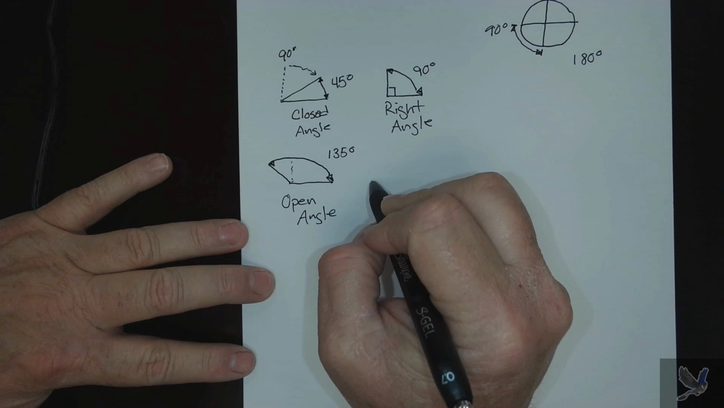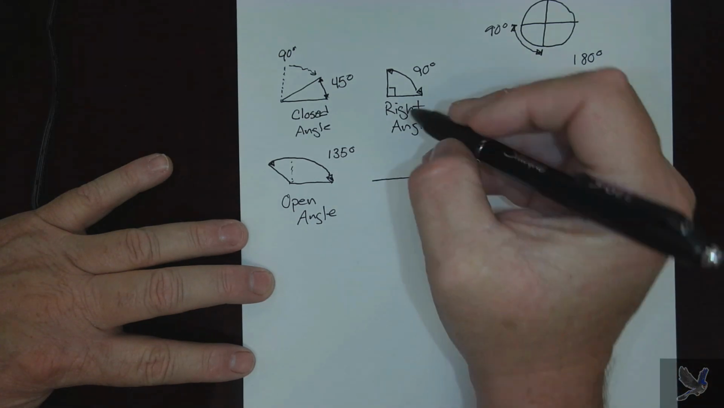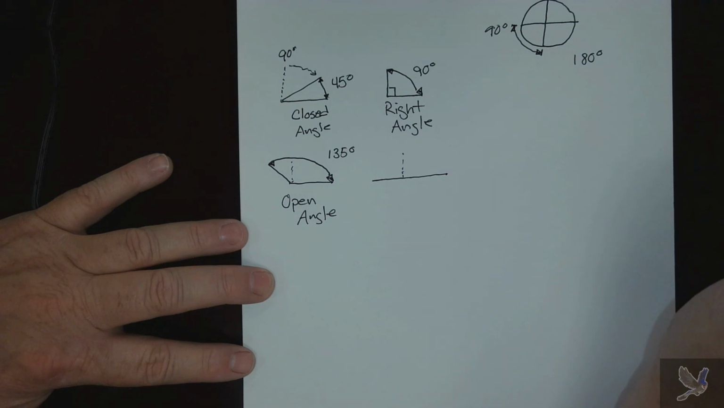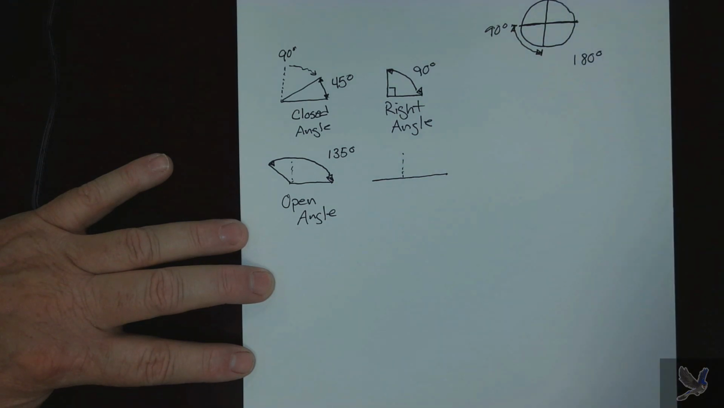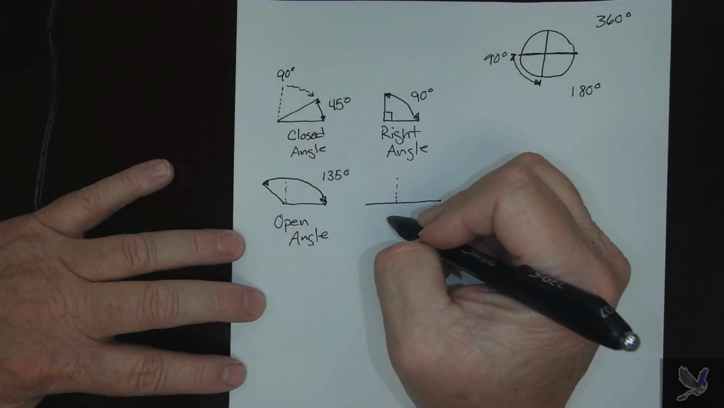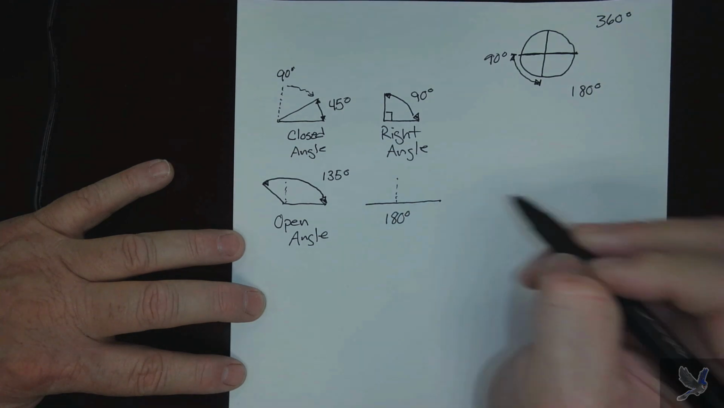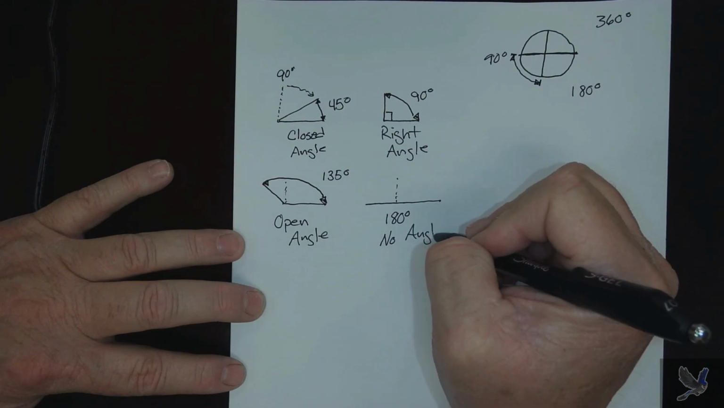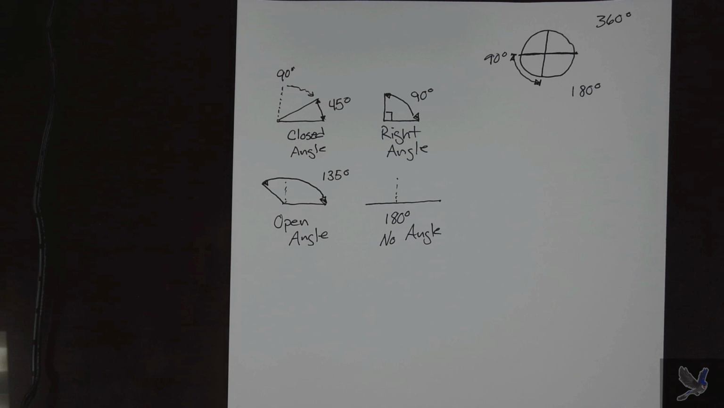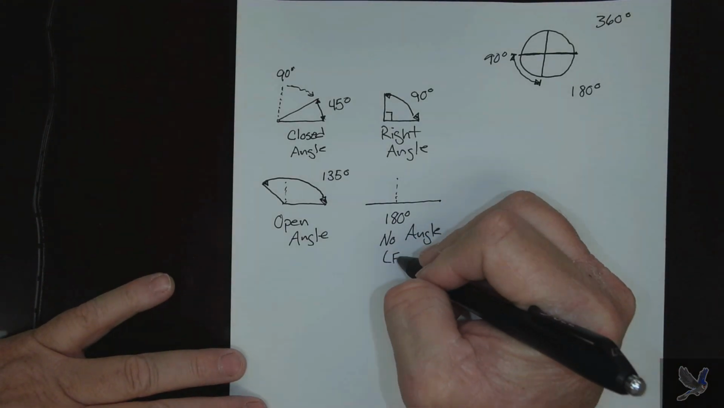Now there's one other thing I want you to observe. What if we just have a flat line, but there's no bend? Wouldn't that be the same as that portion of a circle up here? That would be 180 degrees, or no angle. For our intents and purposes, that would be the four options that we deal with when we're determining the degree of angle. It's either going to be open angle, closed angle, right angle, or no angle, also known as flat.